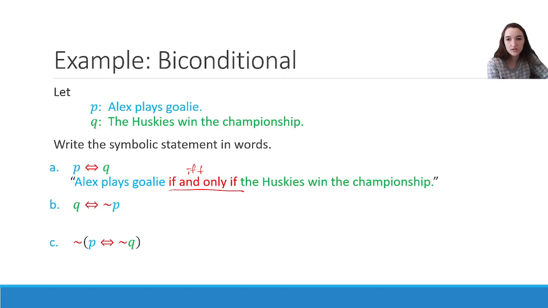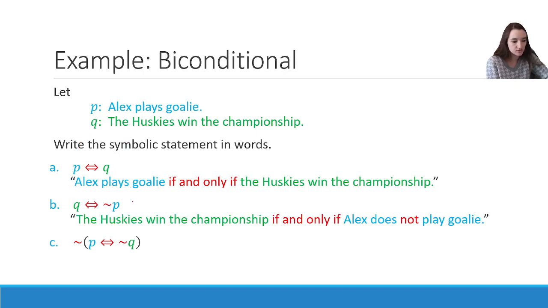That if and only if has a very specific meaning in logic. So you need both, because it's what gives us this two-directional statement saying both of these things have to be true together. So next we have our Q. Nothing interesting happening there, but then we have a not P. So this will be Alex doesn't play, I guess is how we'll say that nicely. So Alex doesn't play goalie will be our P, and then again with the if and only if: the Huskies win the championship if and only if Alex doesn't play goalie.